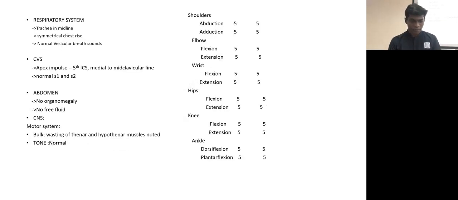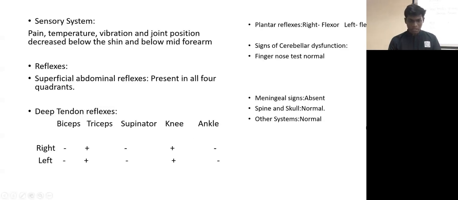Some other system examination: respiratory system examination was normal, CVS examination also normal, abdomen examination also normal. Central nervous system examination showed wasting of thenar and hypothenar muscles and tone was normal. Power was grossly normal in all 4 limbs. Sensory system showed decreased pain, temperature, vibration, and joint position sensation below the shin and below mid forearm.